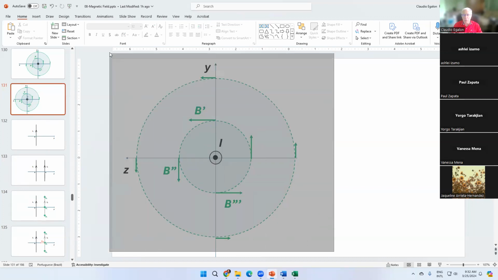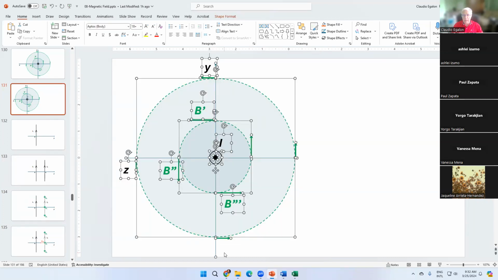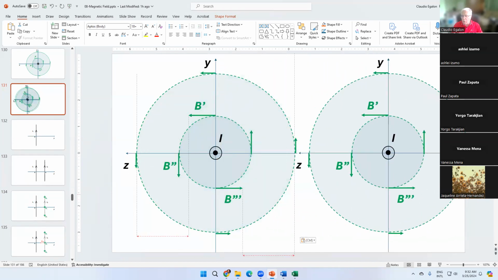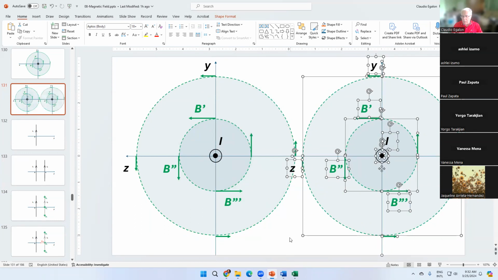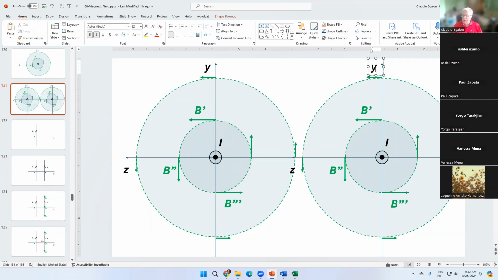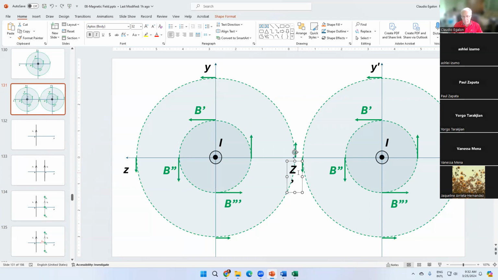And let's say that we also have a second wire next to this other one right here. And I'll call this one here the Y prime axis. Yeah, here is going to be the Z prime axis. In both cases, the magnetic field circulates around it. But what's going to be the net magnetic field? The net magnetic field is going to be just the superposition of those two fields.